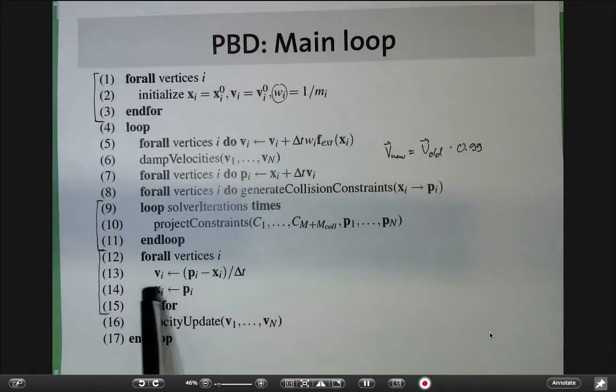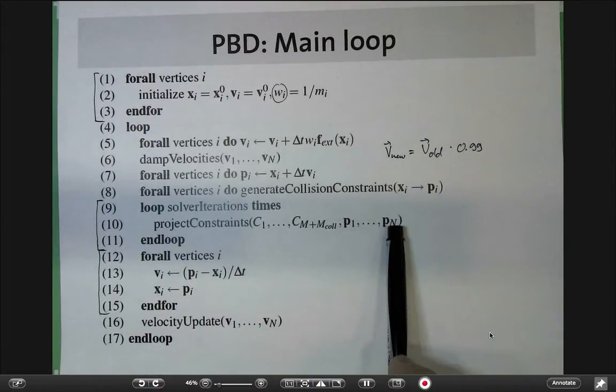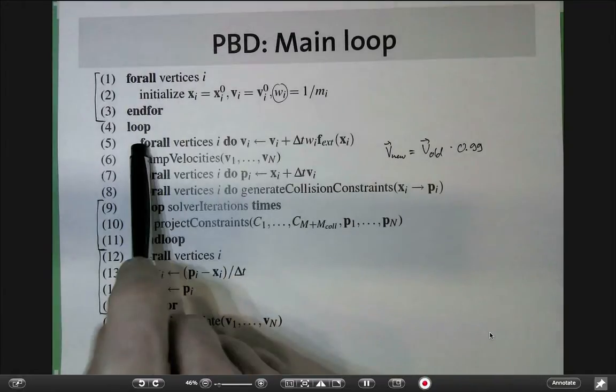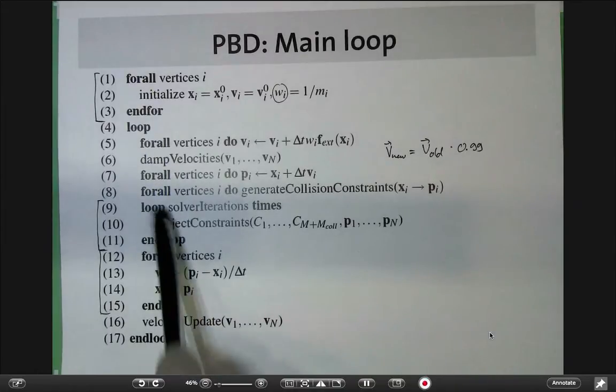Now here, this is saying that I need to recompute the velocity after I have done this step, because this step moves the particles around. So to have valid velocities in the next loop of this cycle, I need to recompute them based on what pi I ended up with after the constraint projection loop, this loop.